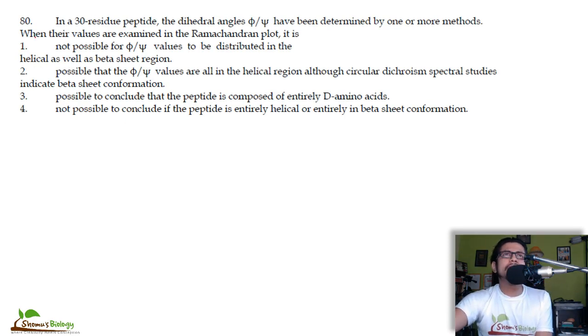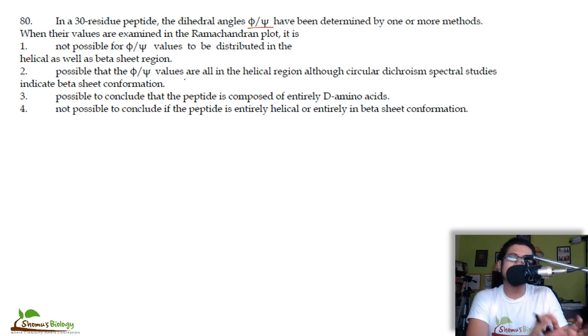Now let's talk about this question. In a 30 residue peptide, the dihedral angles phi and psi have been determined by one or more methods. When their values are examined in a Ramachandran plot, there are 4 different statements provided for the same. When you read this question, it is very common. Actually they ask this question almost every single time in the CSIR NET exam, at least one question of this kind from the Ramachandran plot regarding phi and psi angles.